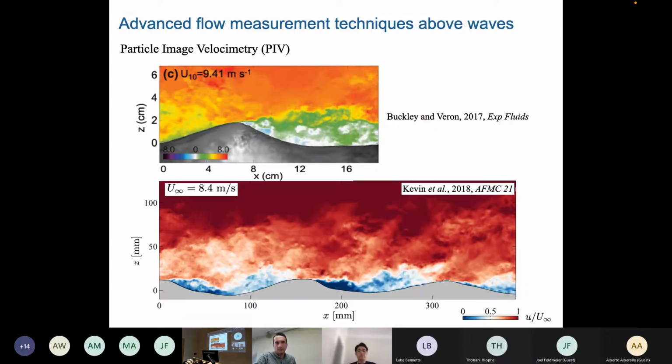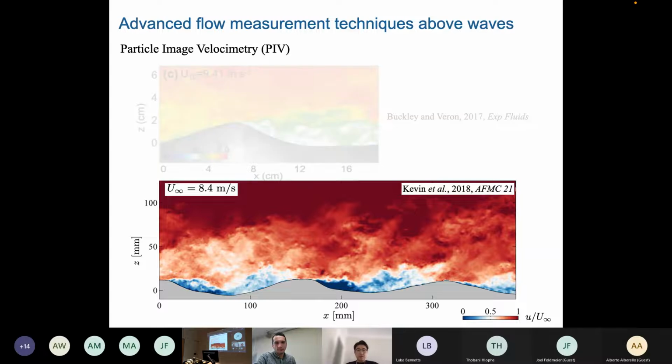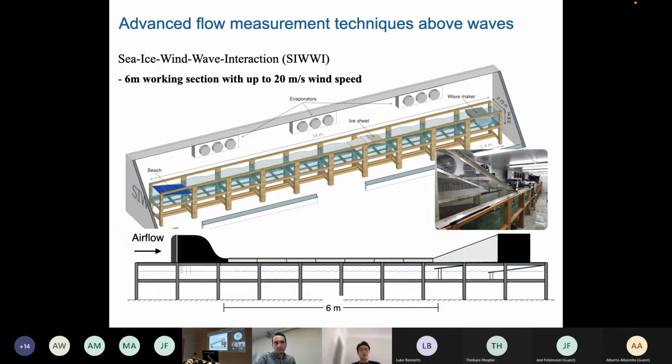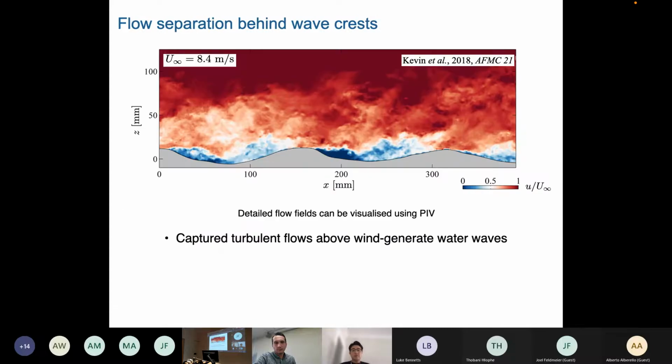Here are some examples of turbulent flows captured above water waves. The top one is Buckley and Veron 2017, and the bottom one is our own measurement capturing a large field of view over 3 wavelengths. The details of this PIV measurement can be found in Kevin et al. 2018. I will not go into much detail, but this measurement was taken in one of our wind-wave interaction facilities at the University of Melbourne, which has a 60-meter long working section and can generate wind speeds up to 20 meters per second. So, back to the flow field.